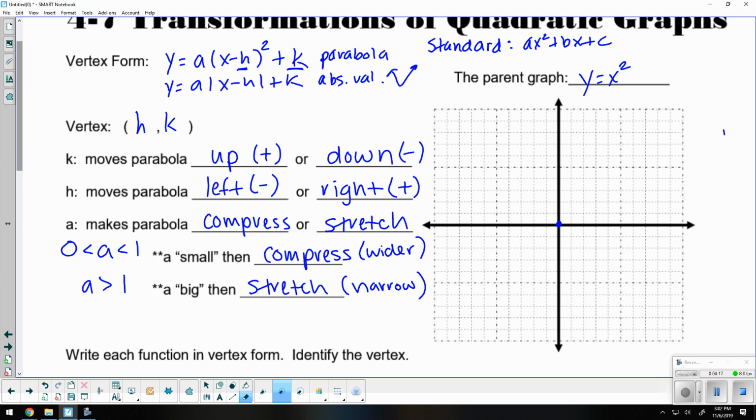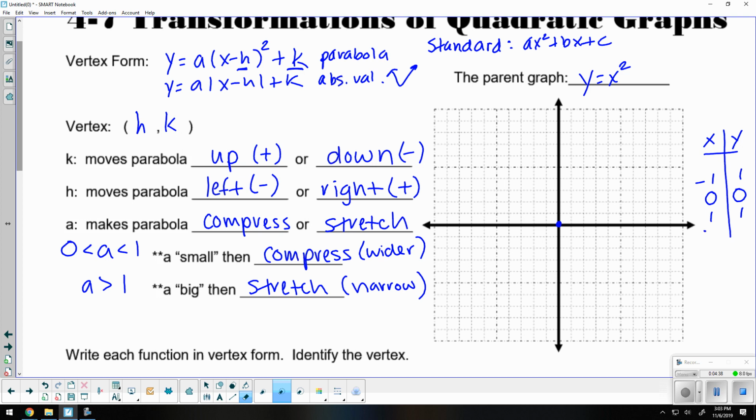If you wanted to, you can throw a table together. Again, the vertex would be 0, 0, and then just pick numbers around the vertex, like 1 and -1. If you plug in 1 for x, 1 squared is just going to be 1 for the y. If you plug in -1 for x, -1 squared is also positive 1.